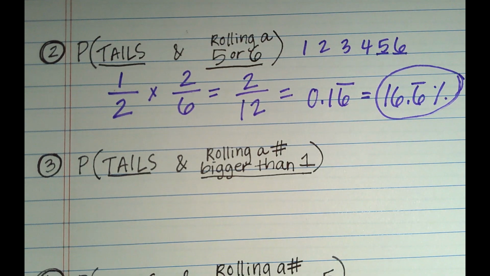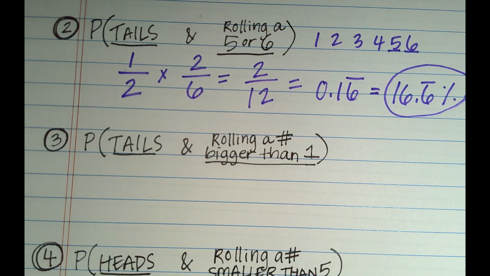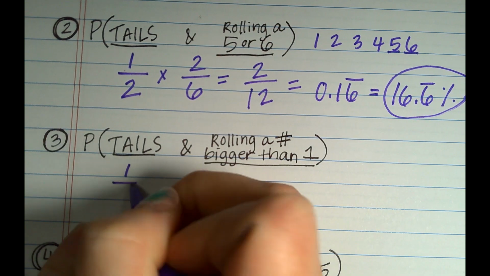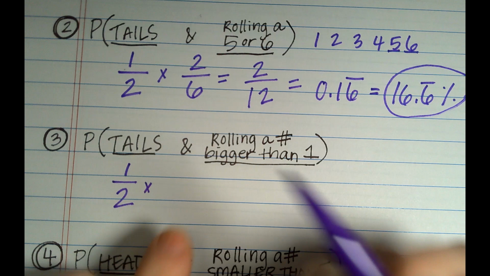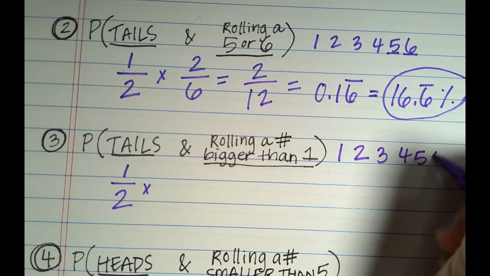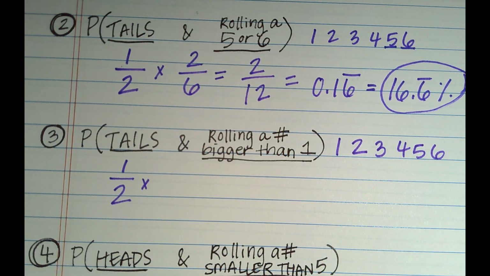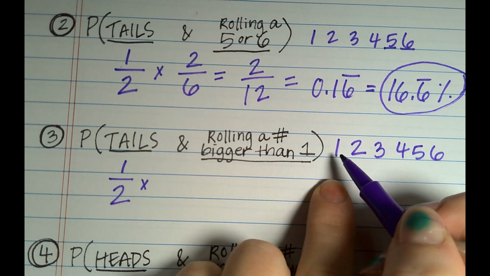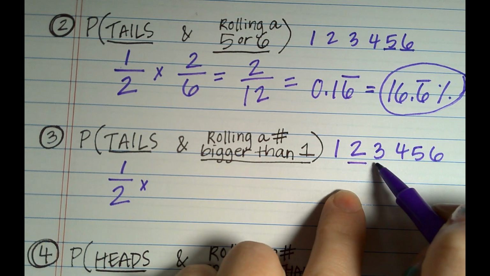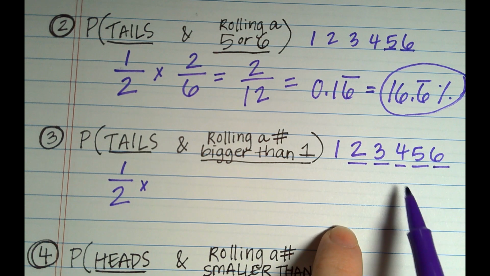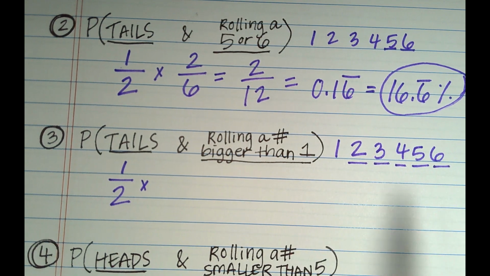Okay, let's look at the third one. We already know the probability of landing on tails, 1/2. We just did that above. Now, how do I find the probability of rolling a number bigger than 1? I'm just going to count how many of these numbers are bigger than 1. Well, 1 is not bigger than 1. 2 is, 3 is, 4 is, 5 is, and 6 is. That's 5 options that are bigger than 1.